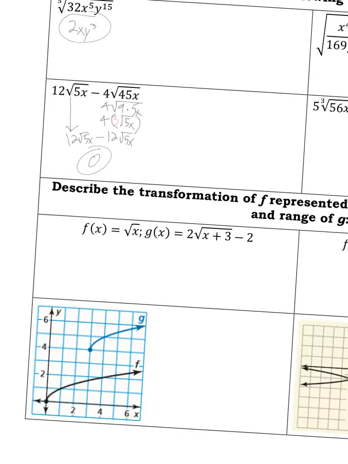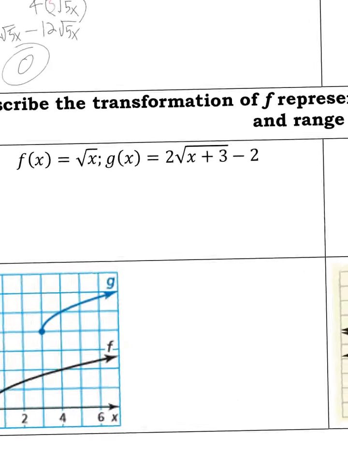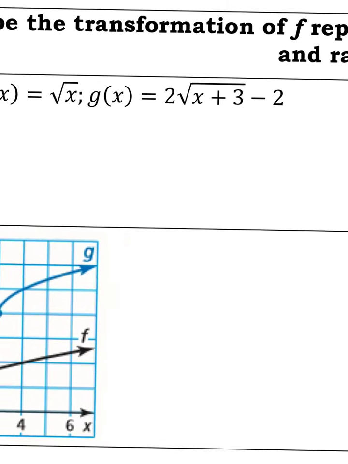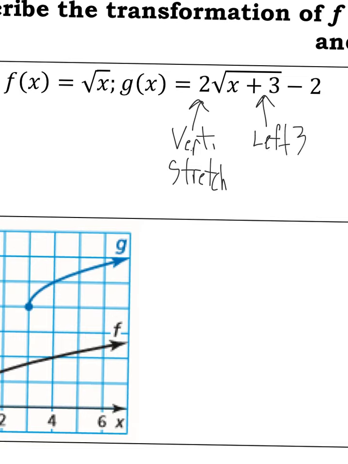Let's see here. We're going to describe the transformations and then identify the domain and range. Okay? So here you have the square root of x for your original, and you have a 2 on the outside, so that is going to be a vertical stretch. You have a plus 3 on the inside, so that is going to go left 3. And then you have a minus 2 on the outside, and that's going to go down 2. You can always graph it to check, but trust me, I'm not wrong.